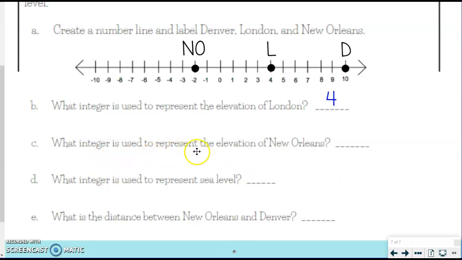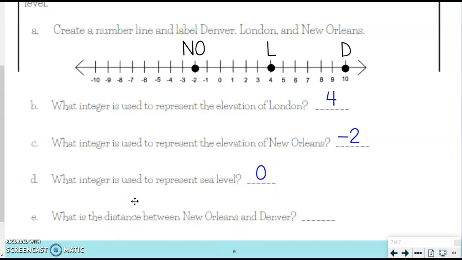What integer is used to represent the elevation of New Orleans? Well, New Orleans was down here. It was below sea level, so we're going to say -2. Okay? What integer is used to represent sea level? Oh, I hope you got this right. We just talked about it in the section before this. It is 0. Okay? If you have something wrong, feel free to change it.